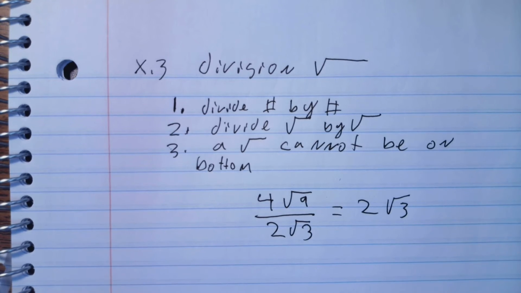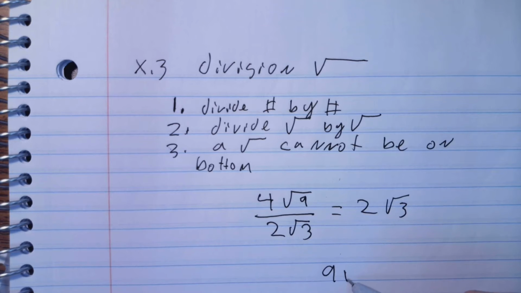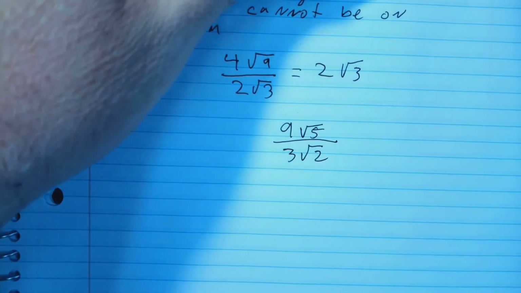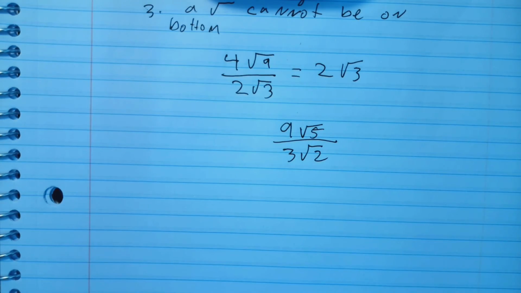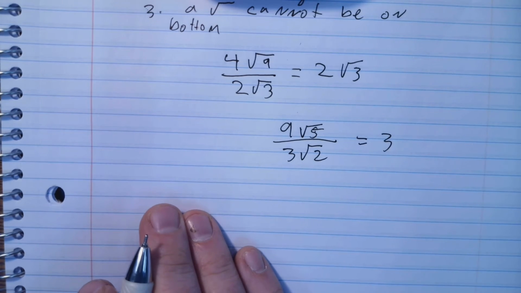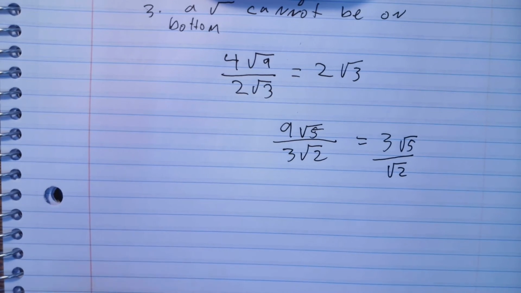All right, so we'll look at another one. And I'll do it so you can see it. How about that? So 9 radical 5 divided by 3 radical 2. Yeah, so the 9 divided by 3 is easy. I can't really divide 5 by 2, can I? So we end up in this kind of situation. And I can't have a radical on bottom.